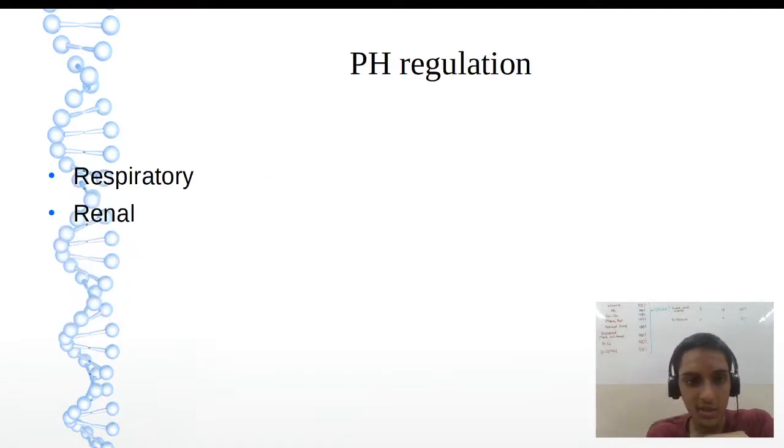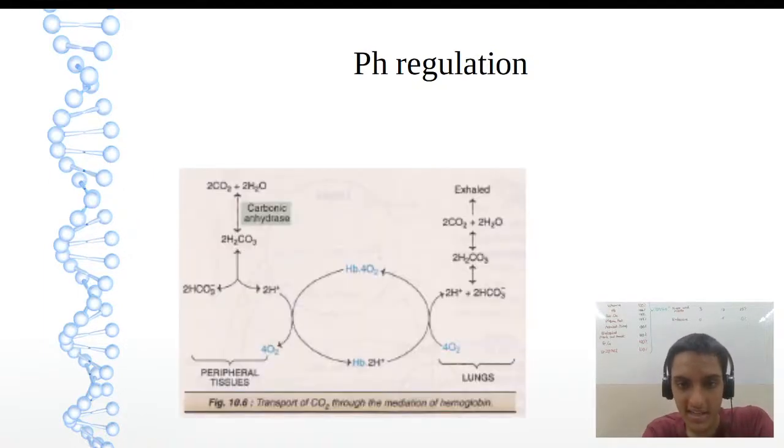Now we get into the pH regulation. Buffers completed. Now pH regulation. We have the respiratory and the renal regulation. Now, let us see the respiratory first. We can see the transport of CO2 through the mediation of hemoglobin, in the tissues, in the blood and in the lungs.